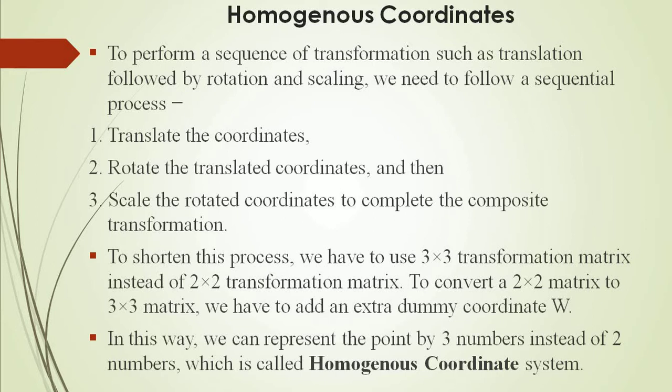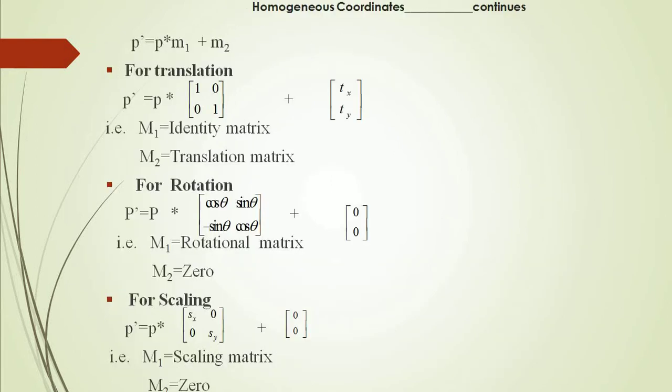So basically, what does homogeneous coordinate mean? A homogeneous coordinate system means we transform 2D numbers into 3D numbers. In this homogeneous coordinate system there is a fixed formula, that is P' = P × M1 + M2.